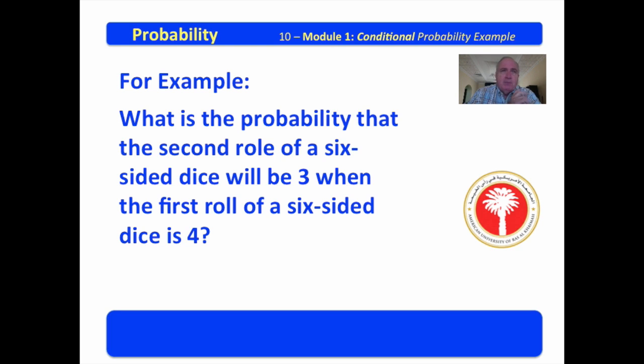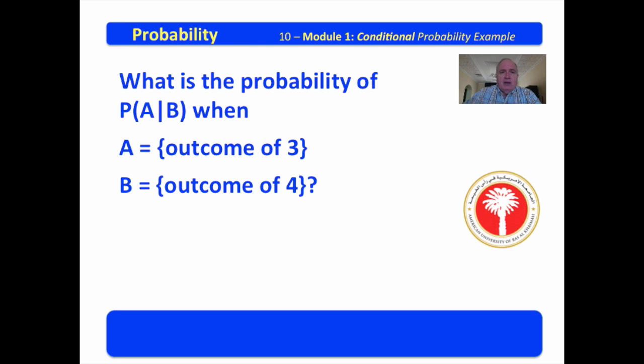So what is the probability that if we roll a 4 on the first dice, in our second roll of the six-sided dice, we get 3? Another way of writing that is, what is the probability of A given B, when A is an outcome of 3 and B is an outcome of 4? You will recall that the probability of A given B implies that B happens first and then A happens. What is the probability that an outcome of 3 will happen after we get an outcome of 4?